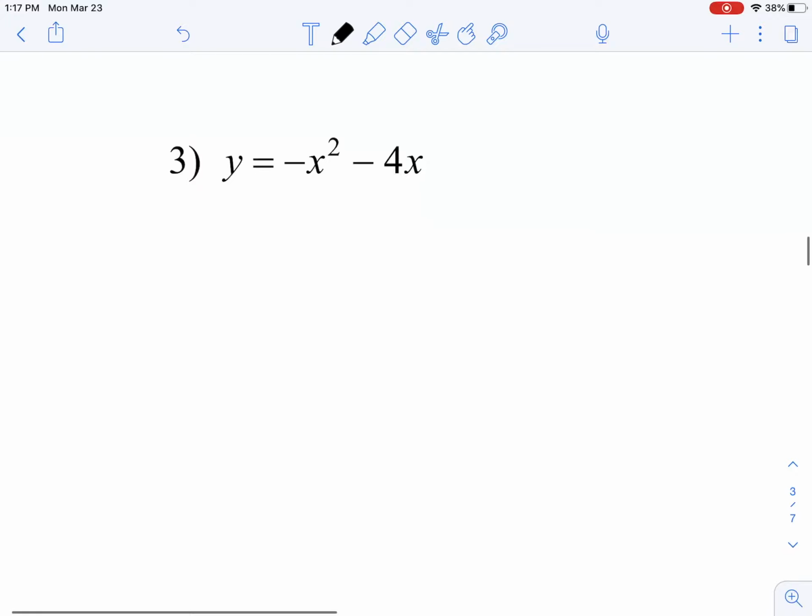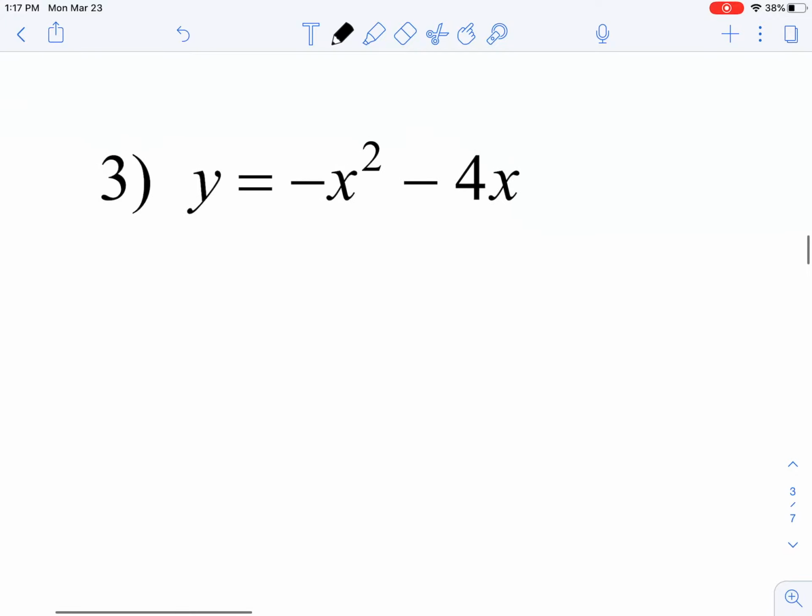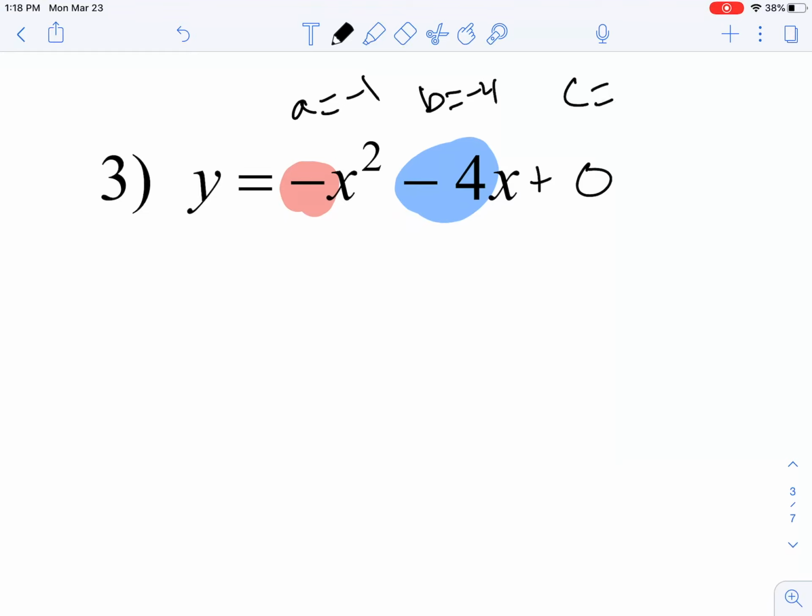We'll keep practicing this. Sometimes we have missing terms. So if there's nothing next to an x, we know that it's a 1. So in this case, our A is negative 1. We have B is negative 4. And there's nothing here for C. We can write plus 0 as a placeholder if that helps. But there's nothing there. That's very different than when there's nothing next to an x, because that means there's really still just one x. But if there's nothing at all, that's a 0.